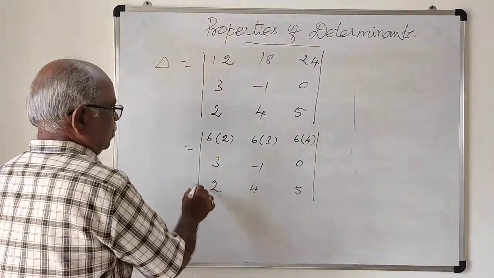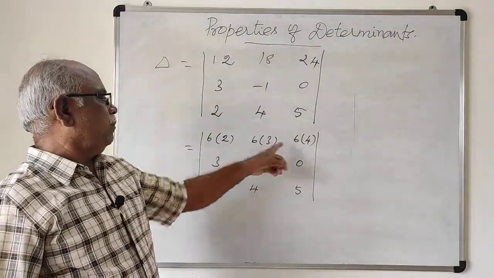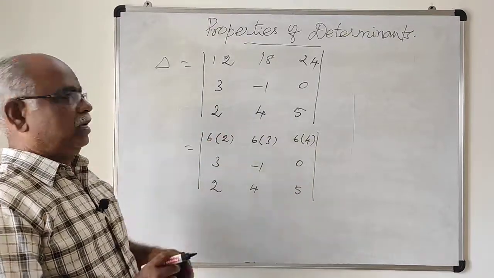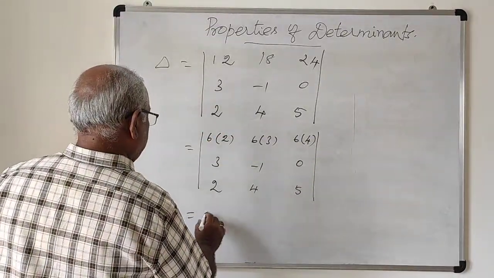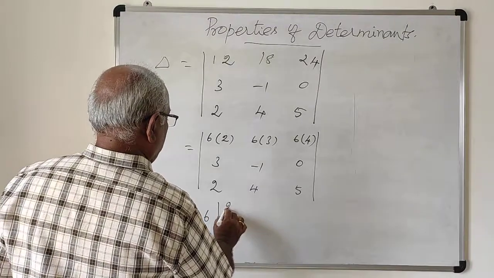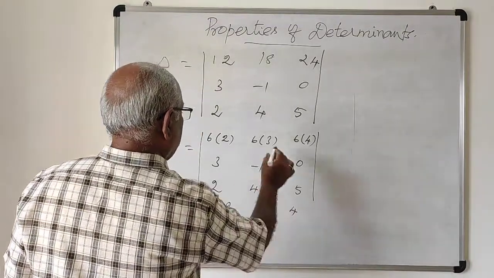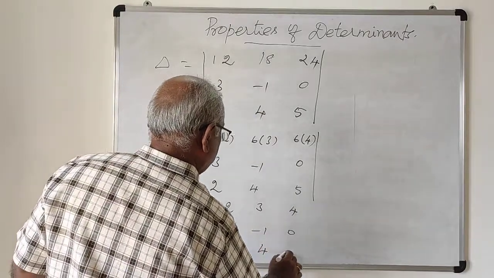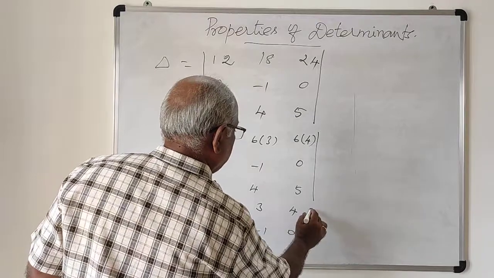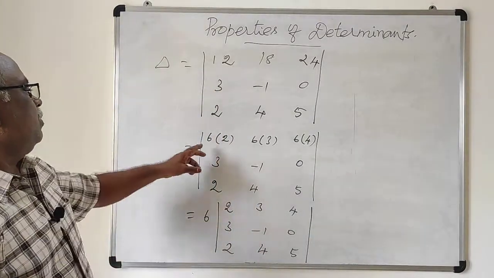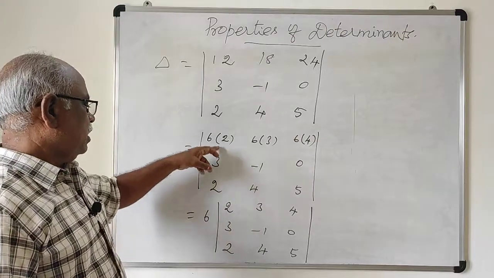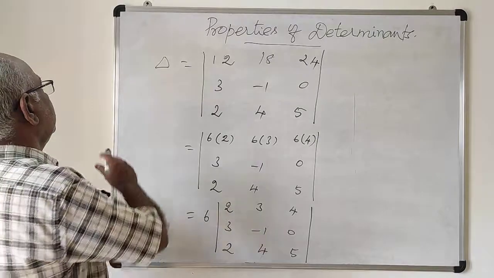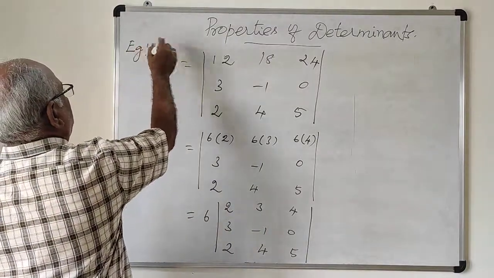So by property 4, if the elements of a row or column are multiplied by a constant, then the determinant itself is multiplied by the same constant. Therefore, I can take that 6 out of the determinant. I get 2, 3, 4, 3, minus 1, 0, 2, 4, 5. This is the fourth property. If the elements of the first row are multiplied by the constant 6, the determinant itself is multiplied by the constant 6. This is an example for property 4.